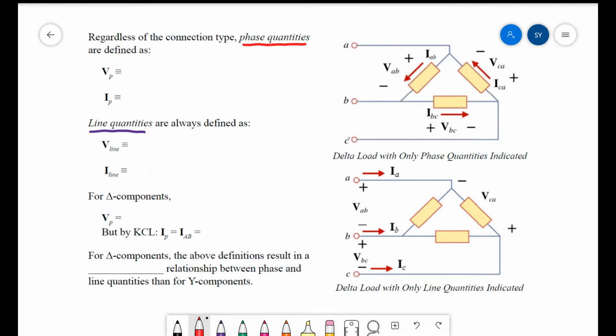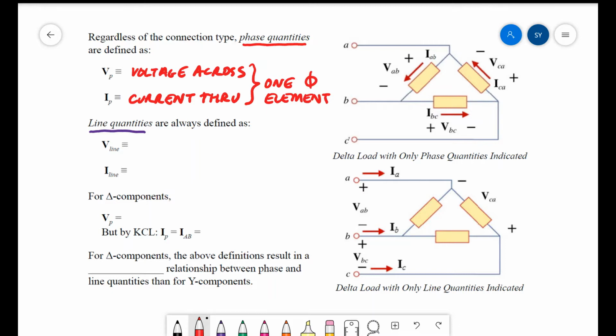Remember that phase quantities are defined as either the voltage across or current through one phase element. For example, if I look at this delta connected component at the right, and I look at one phase element, a voltage across that element happens to be VAB. That is, it's from node A to node B. We could look at the phase current as the current through that leg, which is a current we haven't discussed before, and that is IAB. It is the phase current because it flows through one leg.